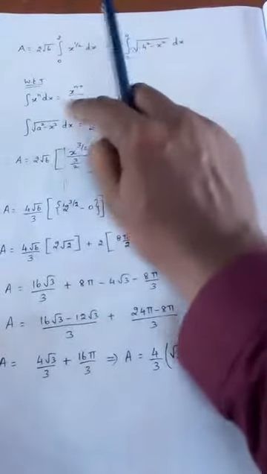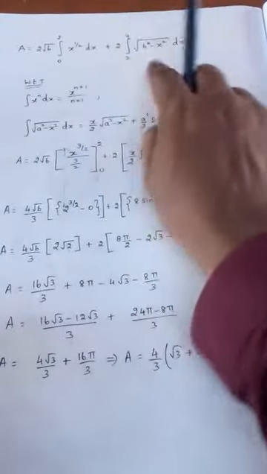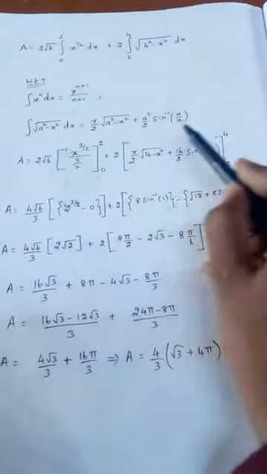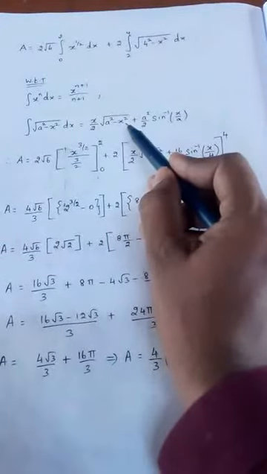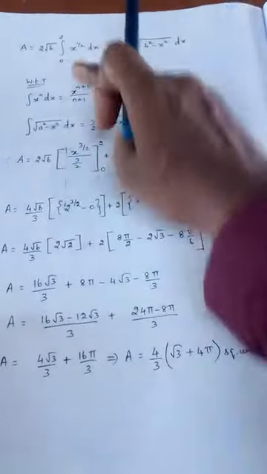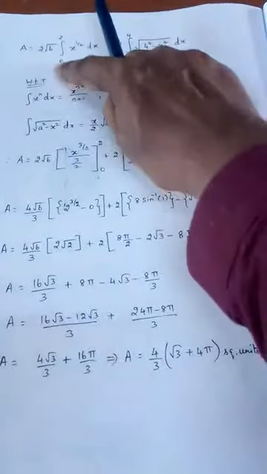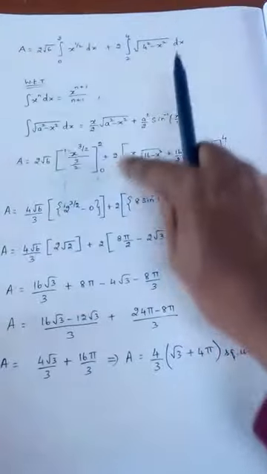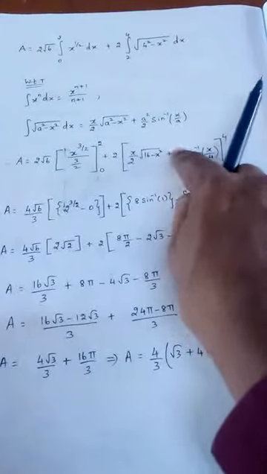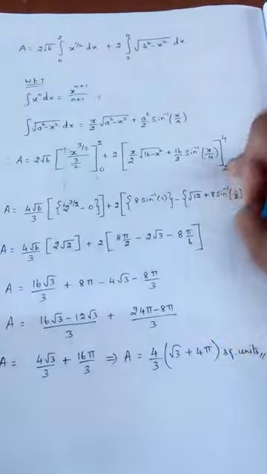Now we write two formulas that we know. Integral x power n dx is x power n plus 1 by n plus 1. Similarly, integral root of a square minus x square dx formula is this. If you don't remember, just see this formula: x by 2 root of a square minus x square plus a square by 2 sin inverse x by a. Applying these two formulas here, 2 root 6 x power n plus 1 by n plus 1, limit is from 0 to 2, plus 2 into x by 2 root of a square minus x square plus a square by 2 sin inverse x by a, where a is 4, limit is from 2 to 4.